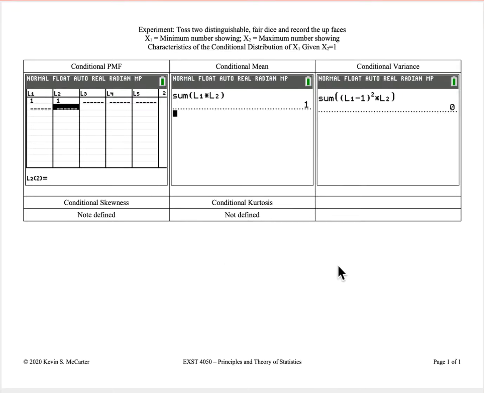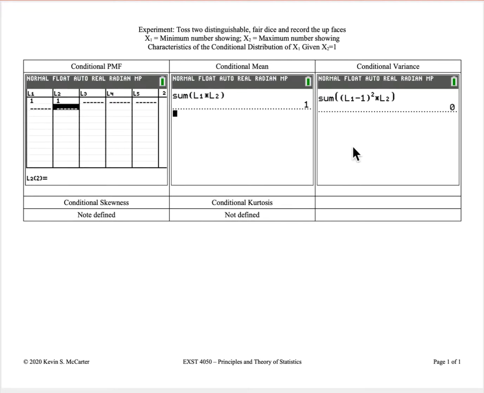The format of these pages is going to be the same for all the values of x2 that we're conditioning on, from 1 up to 6. The first cell is going to have the conditional PMF. Then I'll have the conditional mean, as is indicated above. And then I'll have the conditional variance. And when the conditional skewness and kurtosis are defined, I'll have those screenshots down in these two cells.